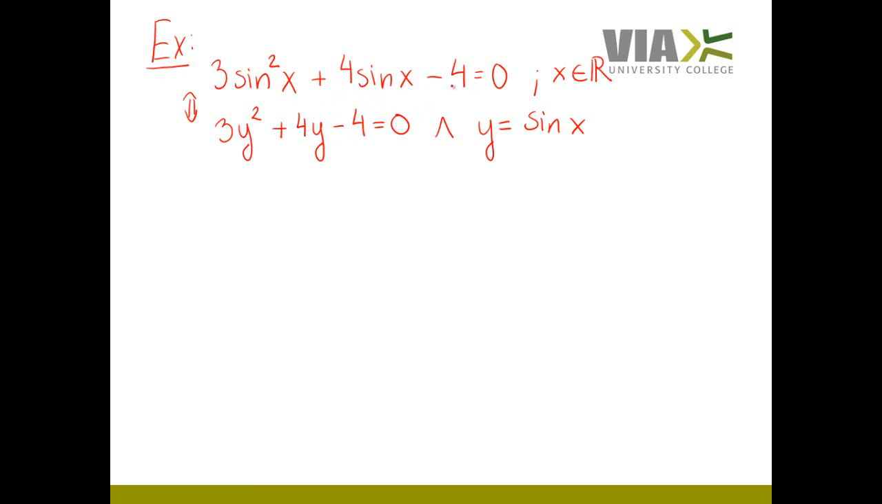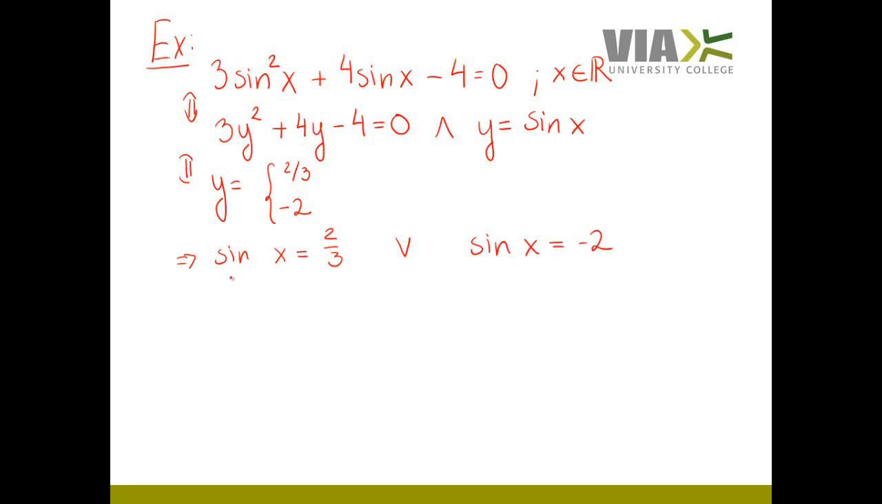Alright. So what do we have here? Well, we have a quadratic equation which we can solve for y, and that gives me two solutions. Y is either equal to 2 over 3 or y is equal to minus 2. But we are asked to solve this equation for x. So we need to substitute back again and say if y is equal to sine x and y at the same time is equal to 2 over 3 or minus 2, then sine x must be equal to 2 over 3 or sine x must be equal to minus 2.